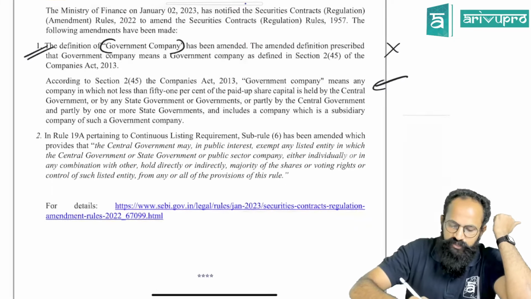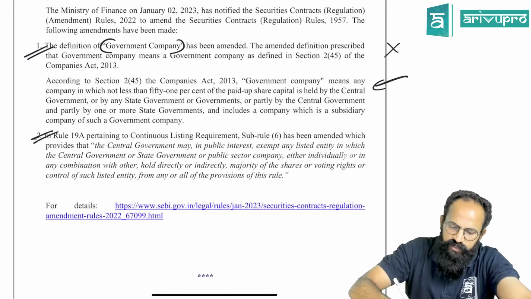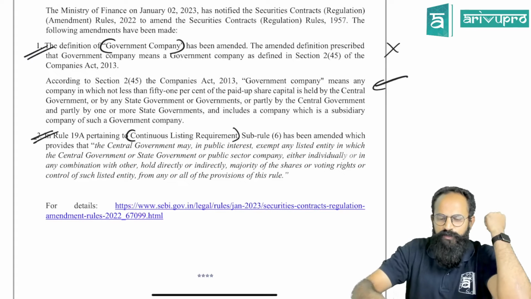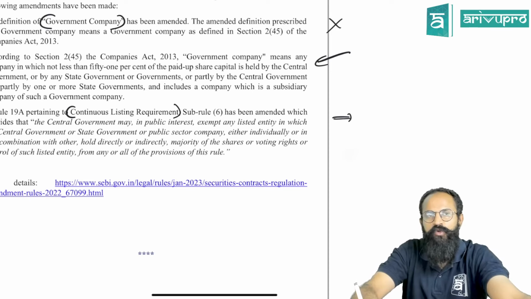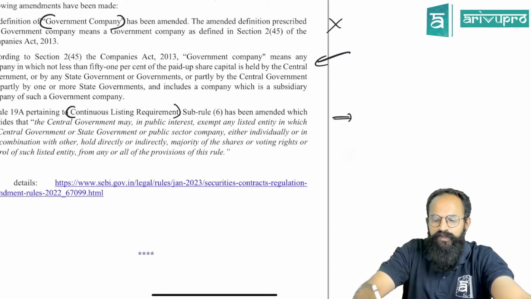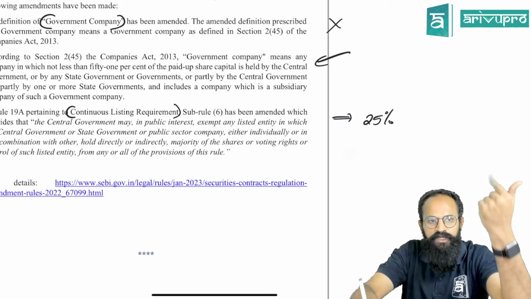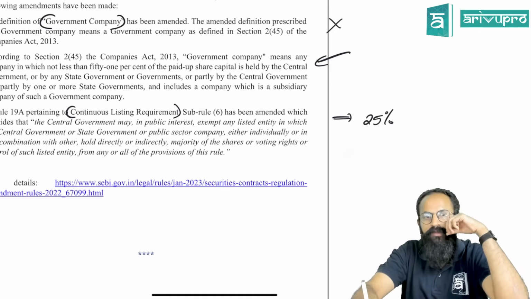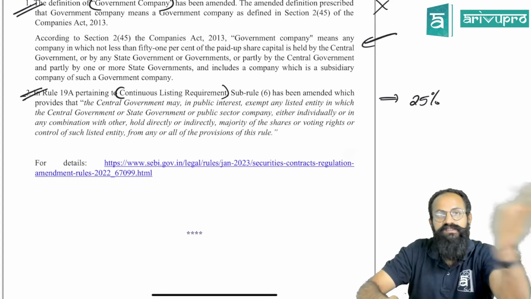Next one is Rule 19A. What is Rule 19A? Continuous listing requirement. If you have watched the videos, what is the continuous listing requirement? I would have told you in the class also, it is the minimum public shareholding. This will be 25% of the paid up capital of the company, if you remember. At any given point of time, 25% has to be with the public. The same thing. On that, there is one extra thing they have added.